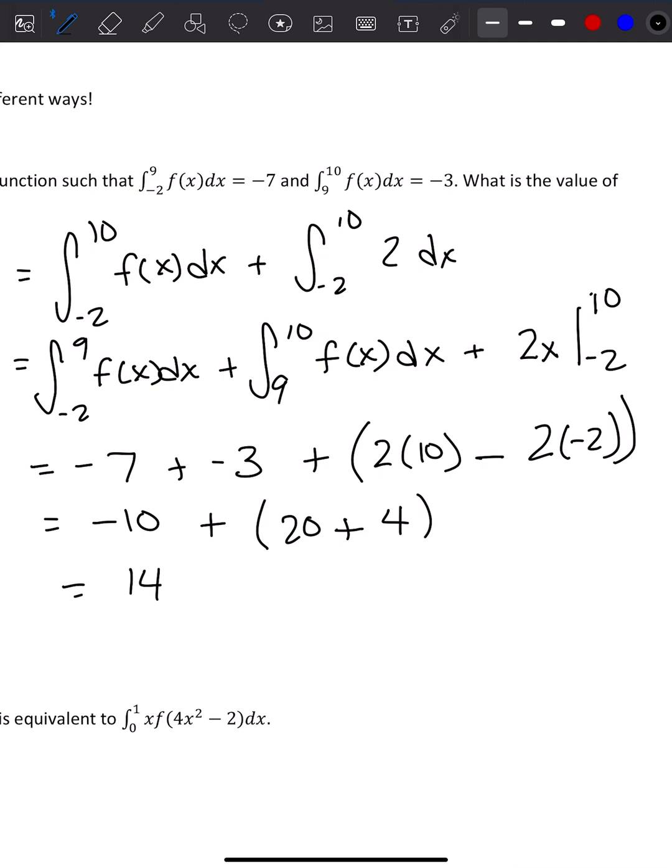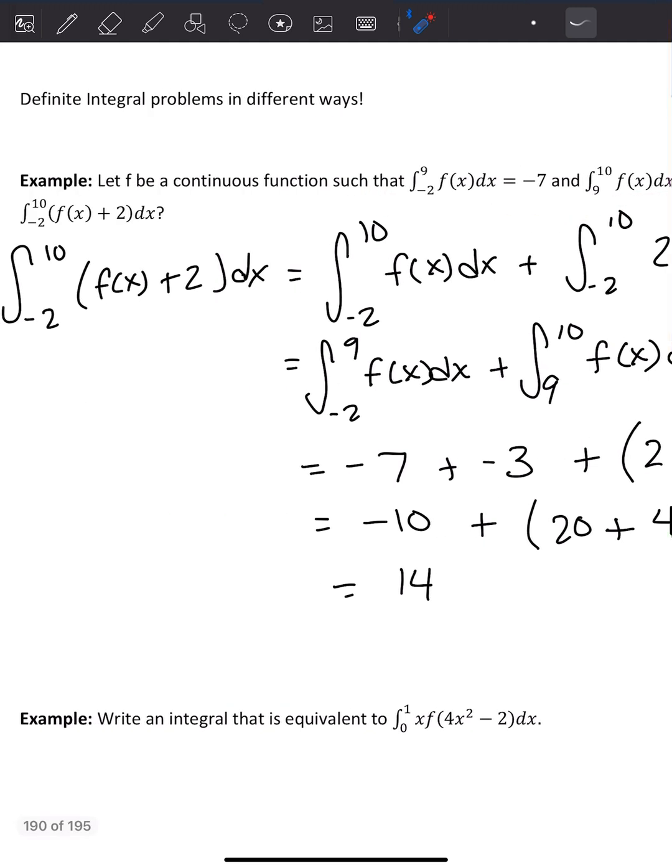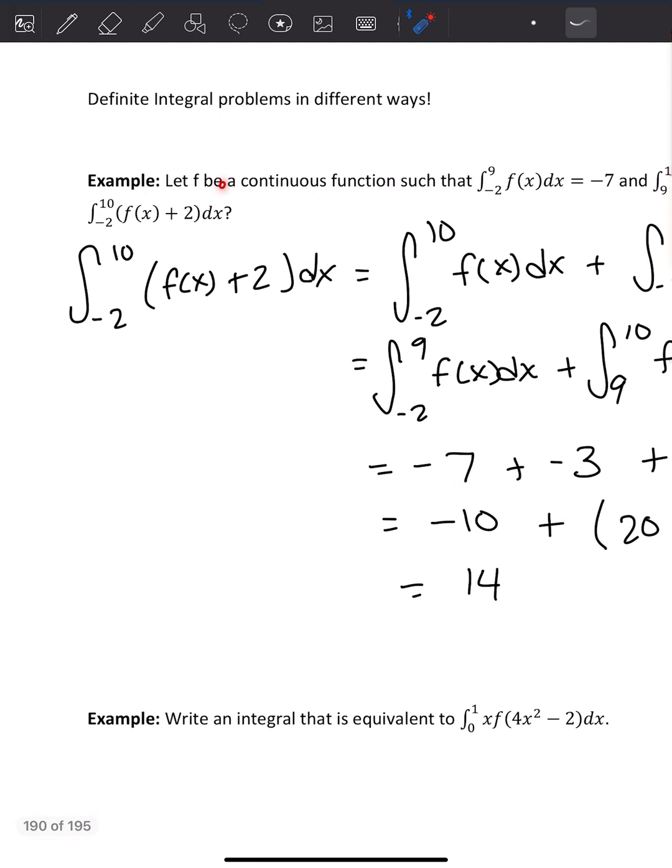So this is a couple different things together. Sometimes they will give you problems where they give you information like this, and they may want you to find just this part. And they also could add more stuff like they did here.